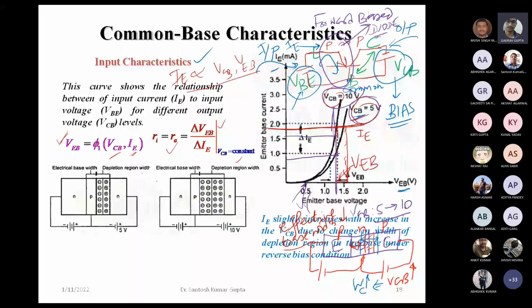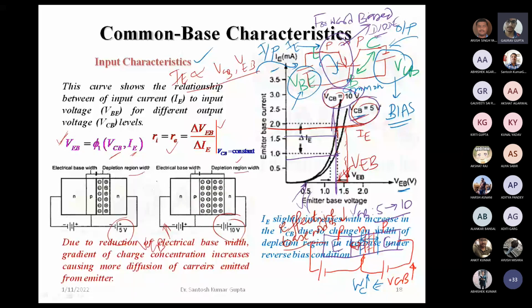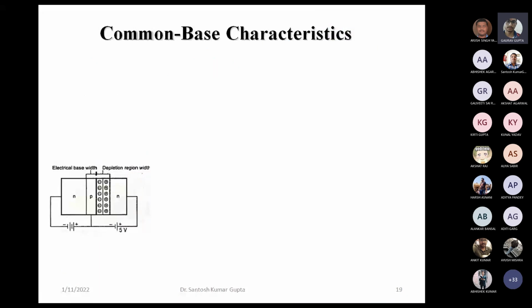The reason is that due to reduction of the electrical base width, the gradient of charge concentration increases, which causes more diffusion of carriers emitted from the emitter. That's why this is increased. This fact can be illustrated graphically like this here. In the next slide, we have this graph also.